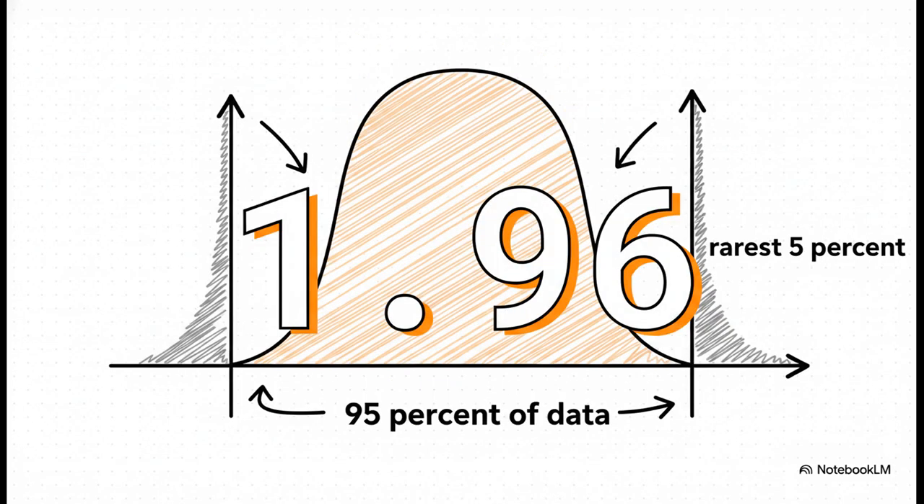Notice this specific number right here, 1.96. In the world of the standard normal curve, 1.96 standard deviations away from the mean represents a very, very specific boundary. It contains exactly 95% of our data. Anything falling outside this boundary is out there in the rarest 5%. This magic number is basically our bridge. It takes us from merely describing data straight into true scientific inference.